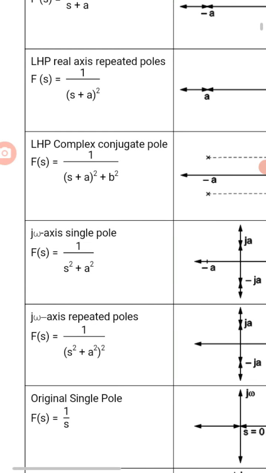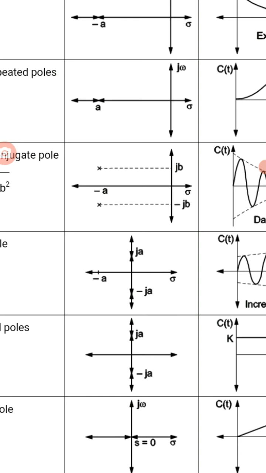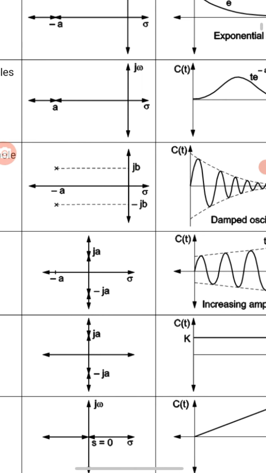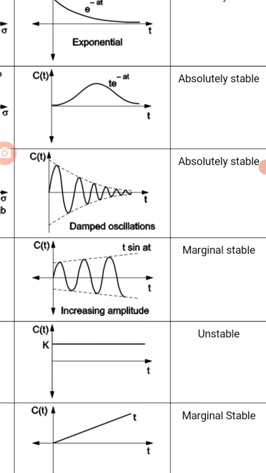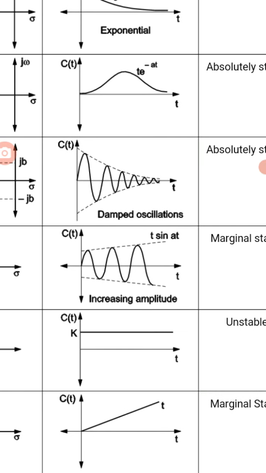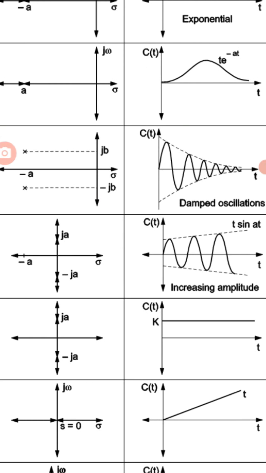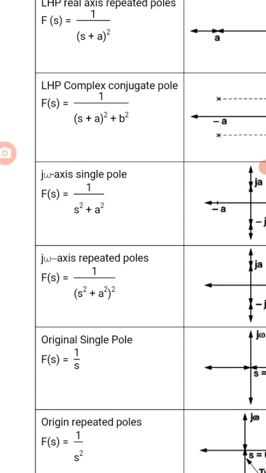LHP complex conjugate poles: if two poles lie on the negative side or left hand side of the s plane and they are complex conjugates of each other, then the output is a damped oscillation, and the output is absolutely stable because it settles, it is decaying after a certain time period.